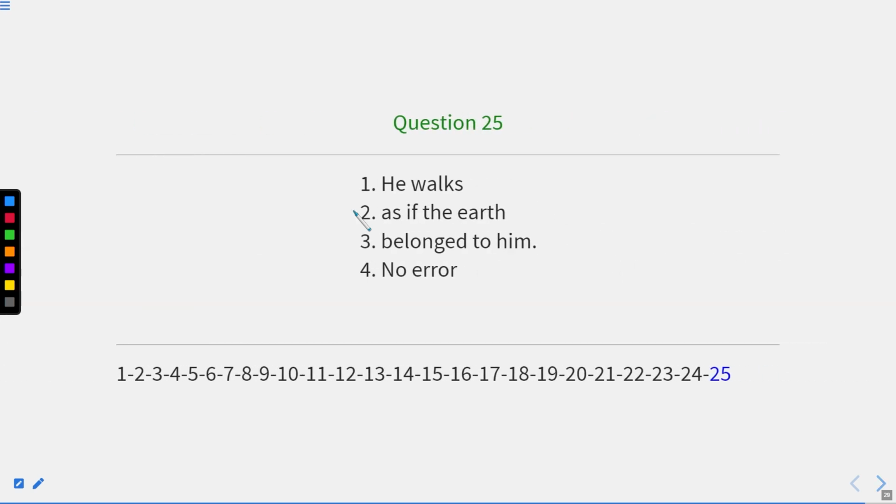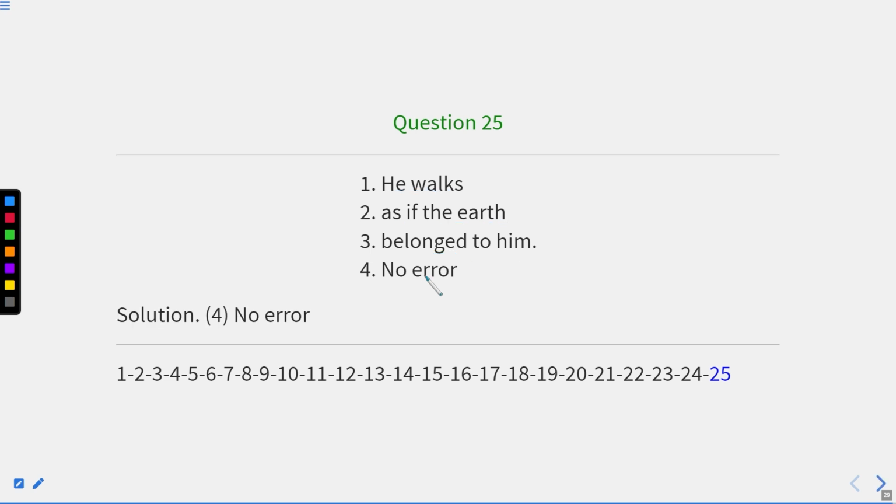Now 25 is the last question of today's session. He walks as if the earth belonged to him. Now he walks is correct. As if the earth, before earth we need to use the, that is correct, belonged to him. So everything is correct in this sentence. So again, this sentence contains no error.